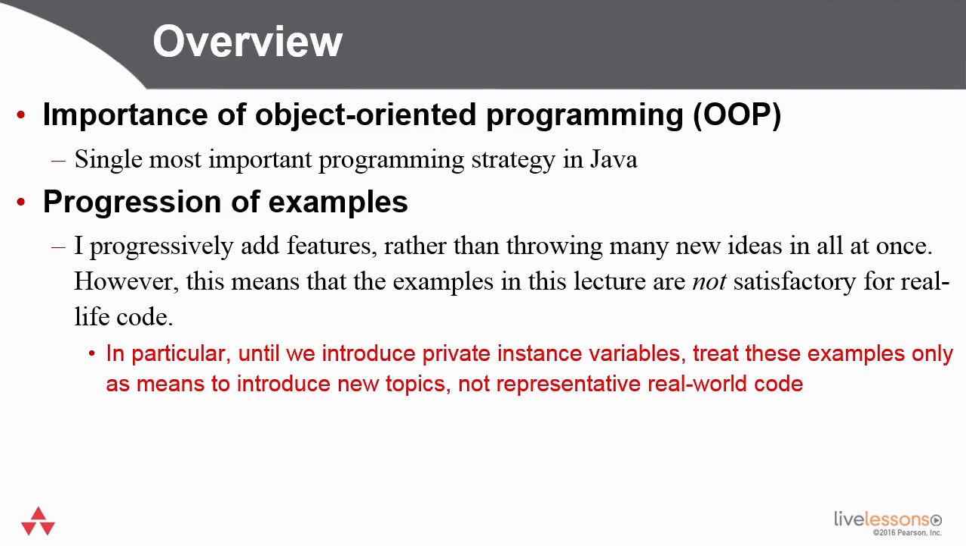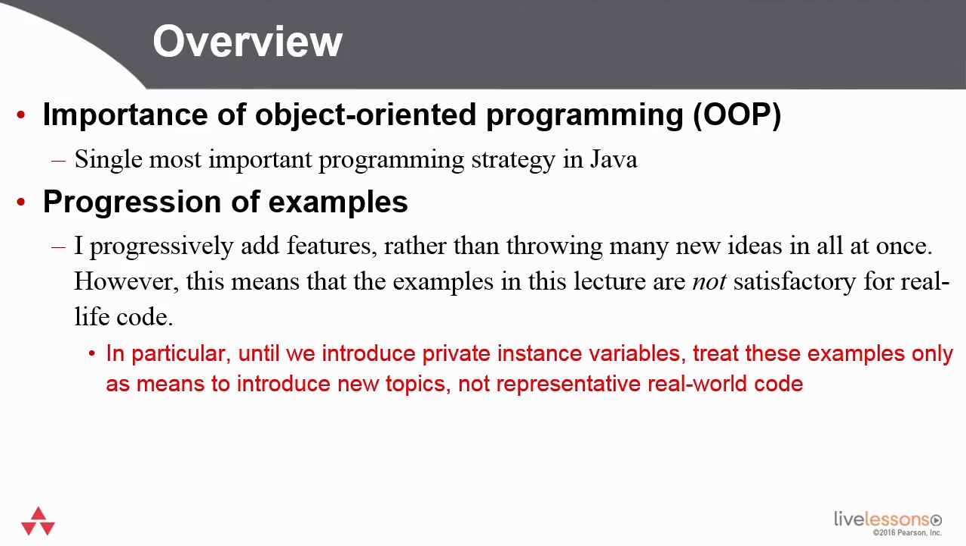Also, I believe in introducing one small feature at a time rather than throwing a giant example at you and having you try to digest the whole thing at once. So I'm going to add in various features at a time, starting with instance variables, then methods, then constructors, and then more features in the next lesson. I think this is a lot easier to understand, but it also means that some of the early examples are oversimplified and not representative of real-life approaches.